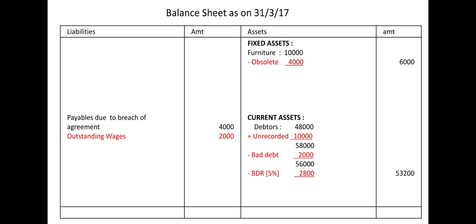So now let's record the entries of the trial balance. Clear? Whatever is left in the trial balance. Now let's start with the trial balance. You can see, let's start with the debit side. On the debit side, drawings we have already recorded, student.